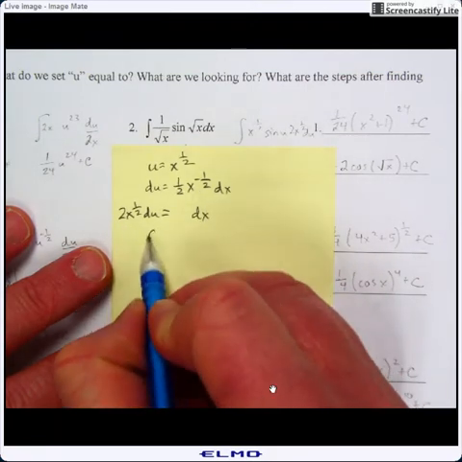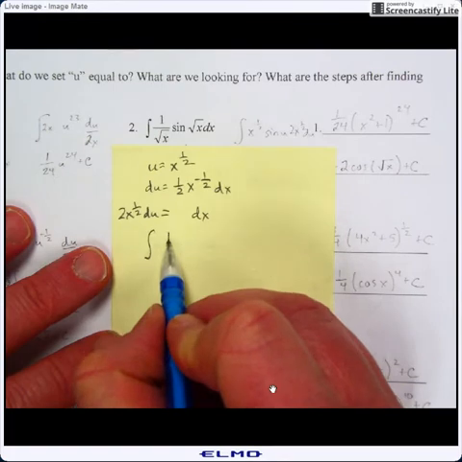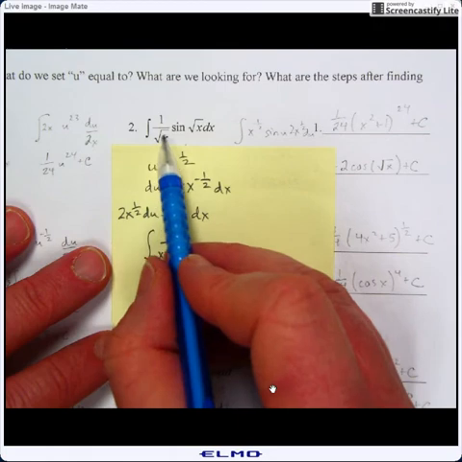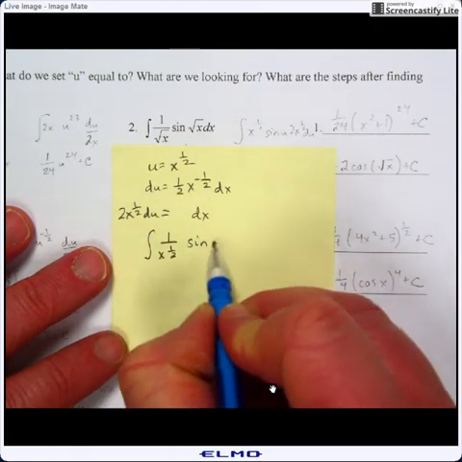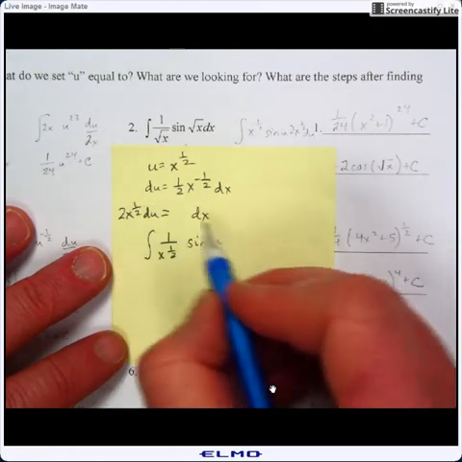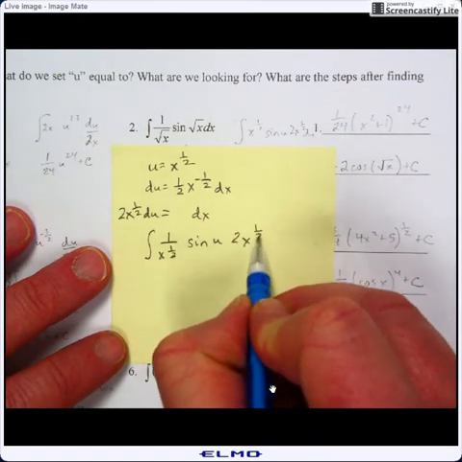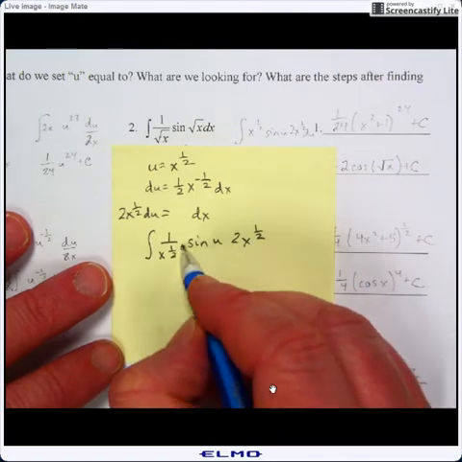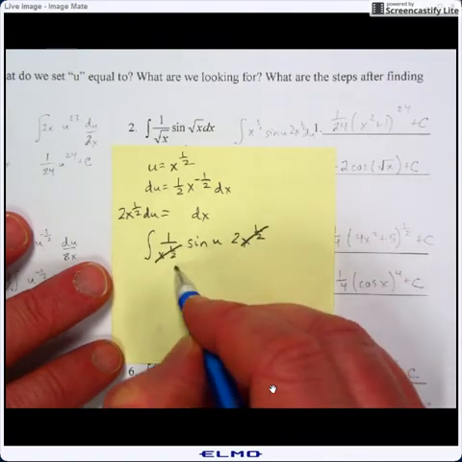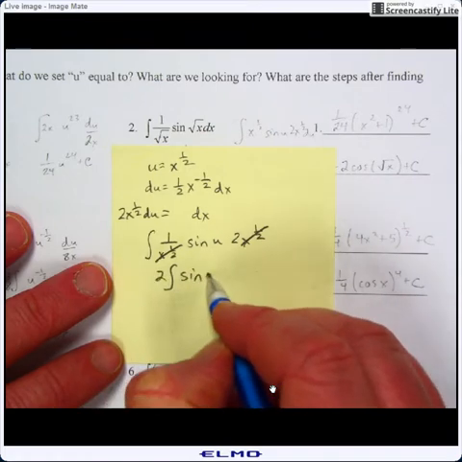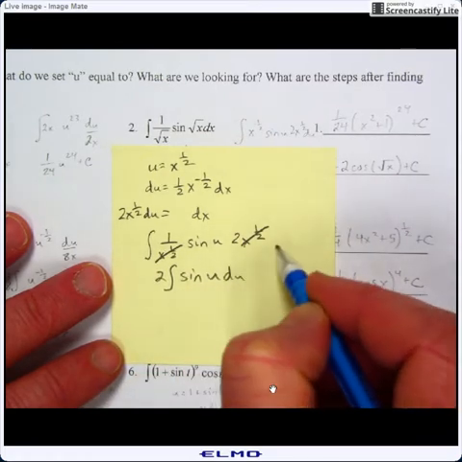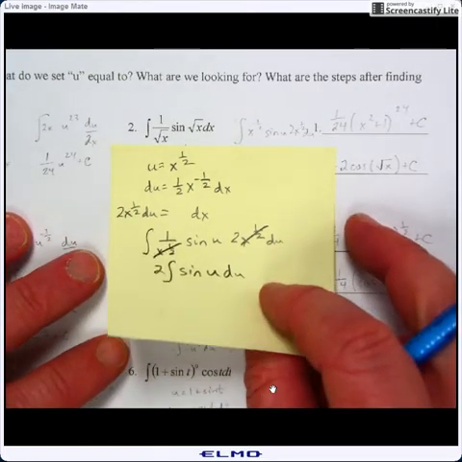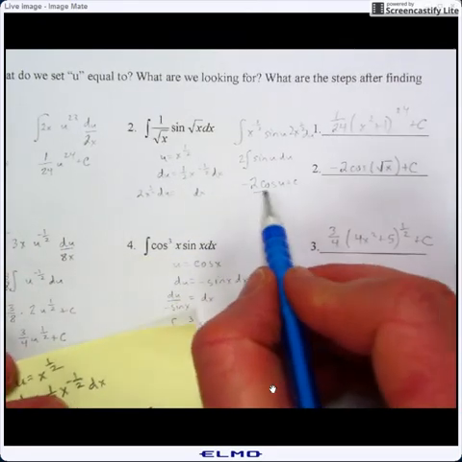Now I can go back and substitute. I have 1 over x to the 1/2, that's my right here, and sine of u. And then dx, 2x to the 1/2. The x to the 1/2 cancel out. I'm just doing the integral of the 2 sine u du portion. And then from there you can integrate just like any other problem. Negative cosine.